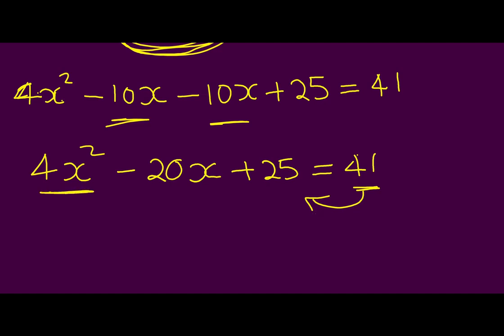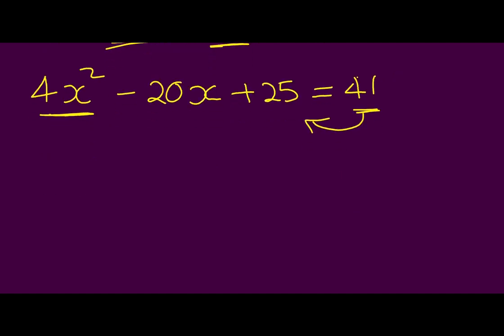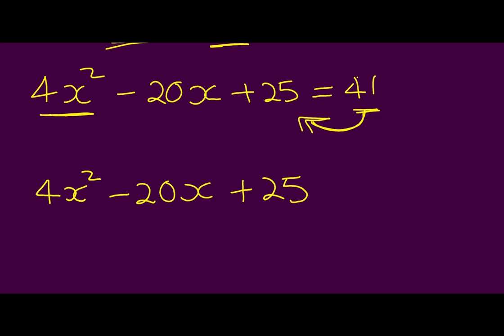I hope it's together. We're going to take this term to this side, so it's going to be 4x squared negative 20x plus 25. When you take a term to the other side of the equal sign, it changes the sign. So it's going to be negative 41 equals 0.